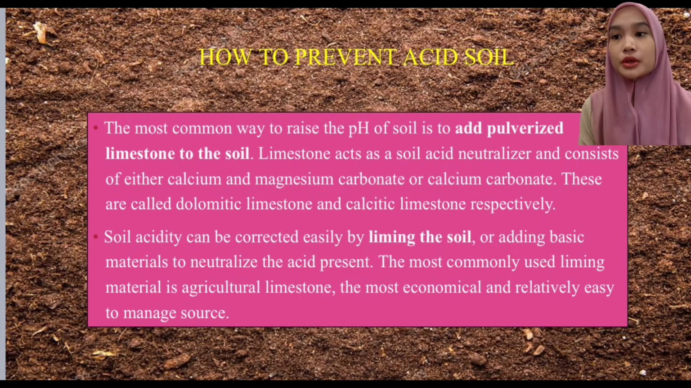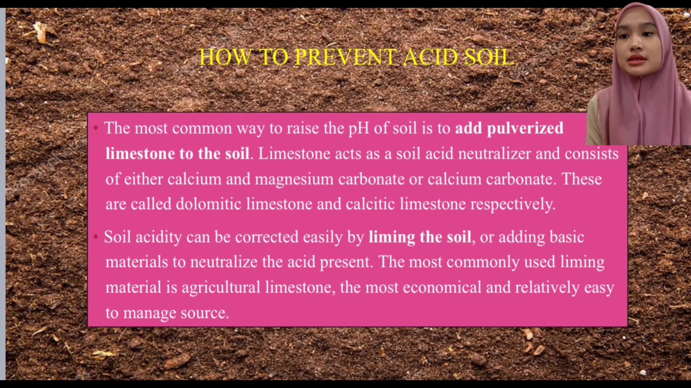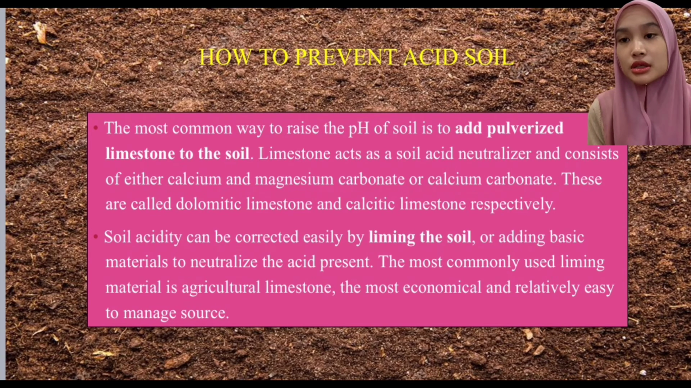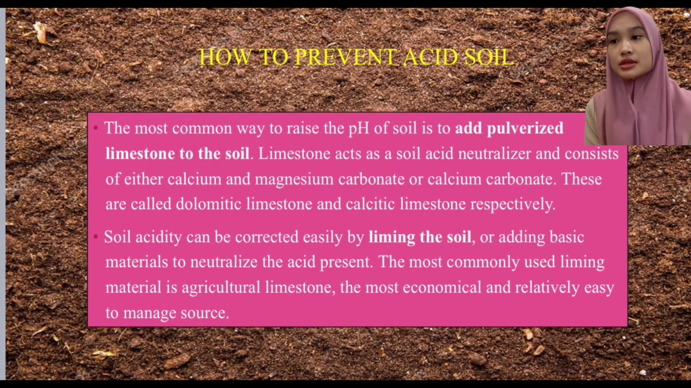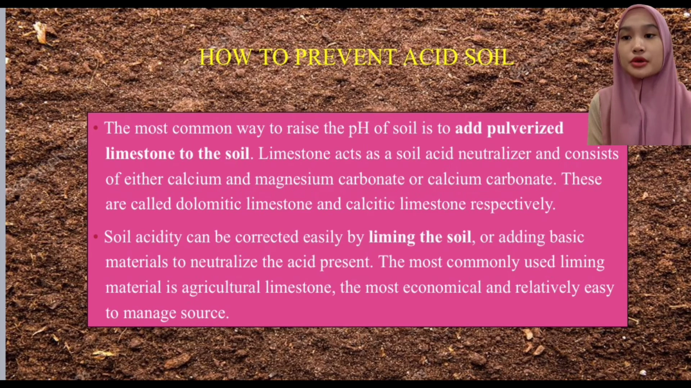How to prevent acid soil? The most common way to raise the pH of soil is to add pulverized limestone to the soil. Limestone is a soil acid neutralizer and consists of either calcium and magnesium carbonate or calcium carbonate. They are called dolomitic limestone and calcitic limestone respectively.